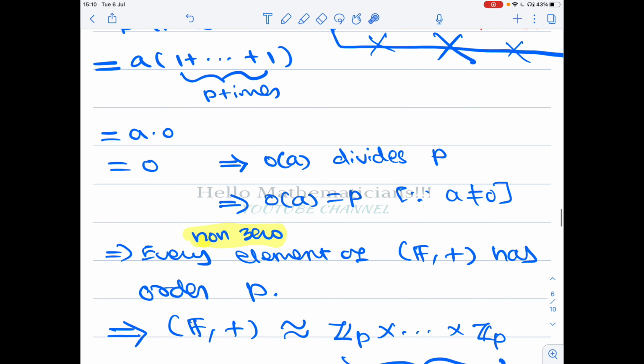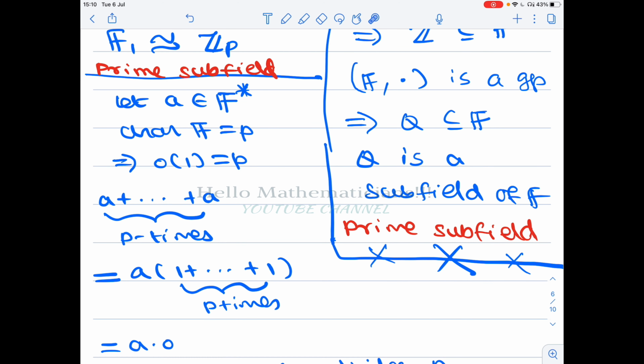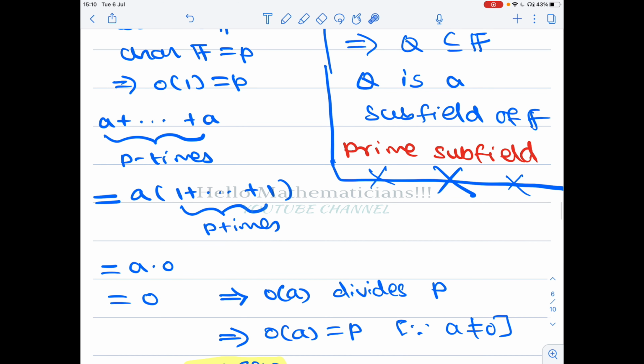There is a problem regarding the additive groups of fields with finite characteristic. Let A be a non-zero element of the field F. We assume that the characteristic of F is a prime number P. This implies the order of the element 1 is P. In other words, if you add 1 with itself P times, you will get 0. Now I take A and add A with itself P times. This is equal to A into (1 plus 1 plus 1 etc., P times), because in each of them you take A common, and you get 1 plus 1 plus, and so on.